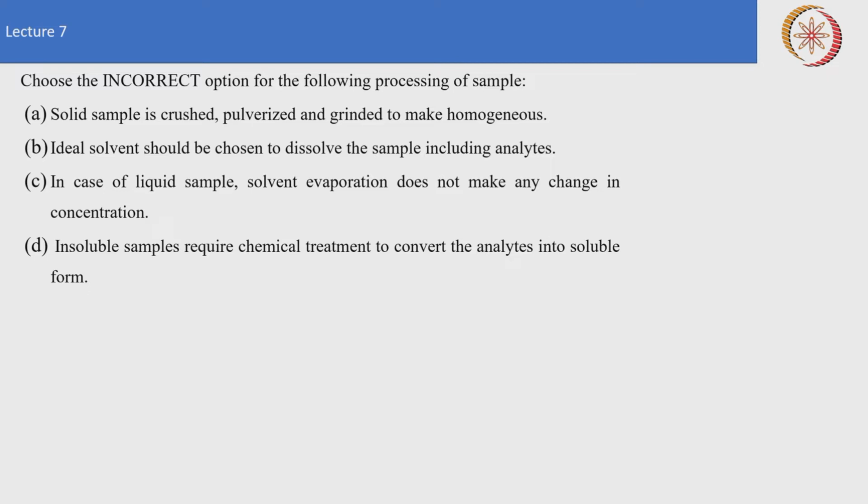So this is the question. I'll give 1 minute so you can write the answer in the chat box. Choose the incorrect option for the following processing of samples. A: the solid sample is crushed, pulverized, and ground to make it homogeneous. B: an ideal solvent should be chosen to dissolve the sample including analytes. C: in case of liquid sample, solvent evaporation does not make any change in the concentration. D: insoluble sample requires chemical treatment to convert the analyte into soluble form.